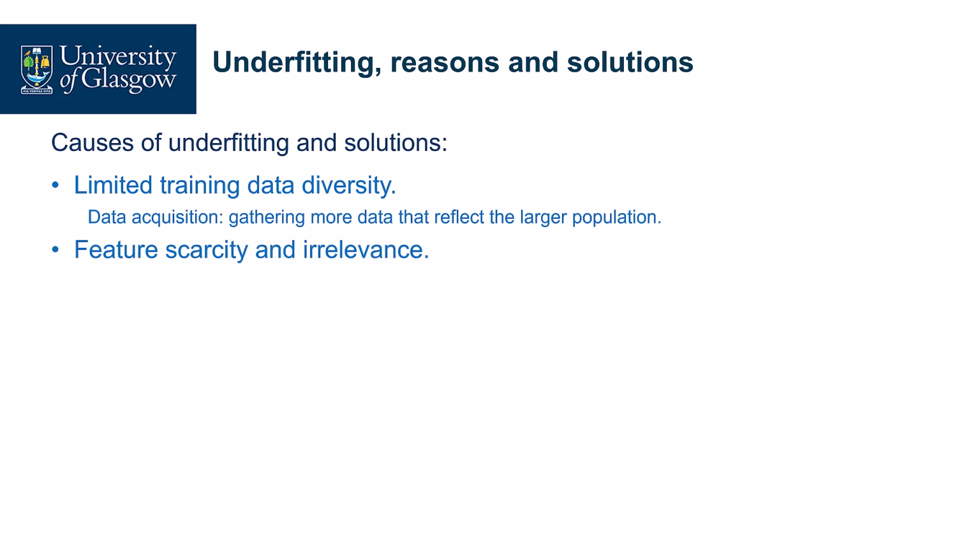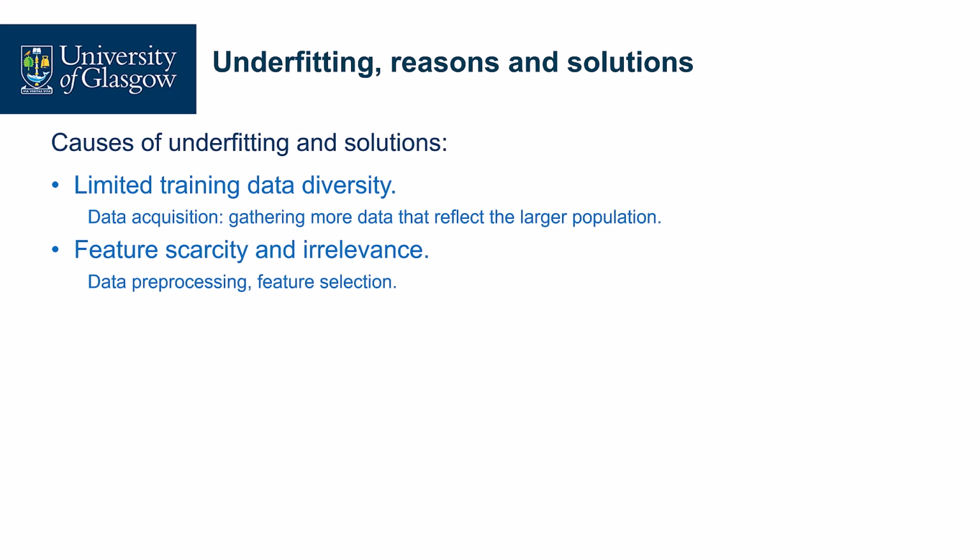The second reason is what we call feature scarcity and irrelevance. In this case, there are many irrelevant features, for example noise, that can make the machine learning model quality low. So we can do more on data preprocessing, for example feature selection: selecting the useful and important features that we need to use to train the model.